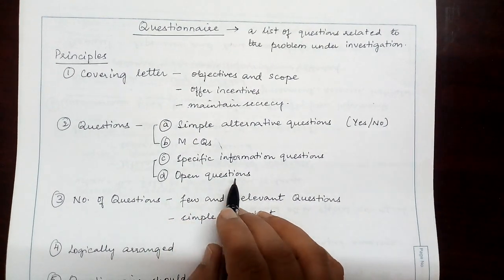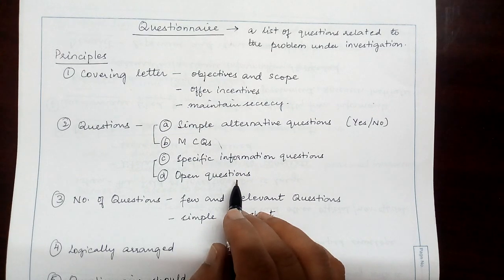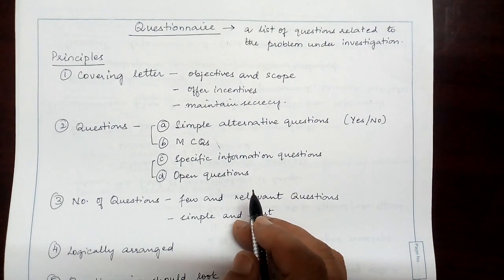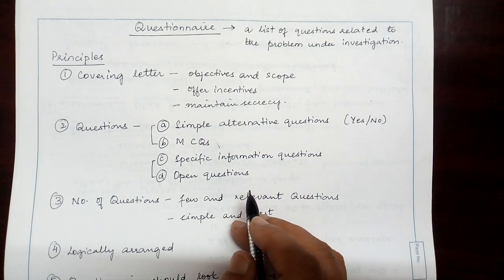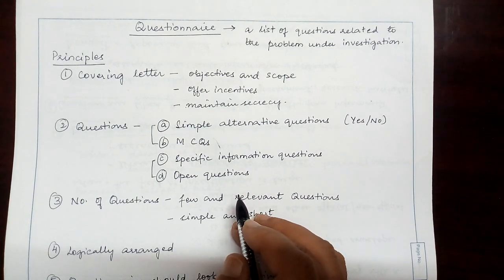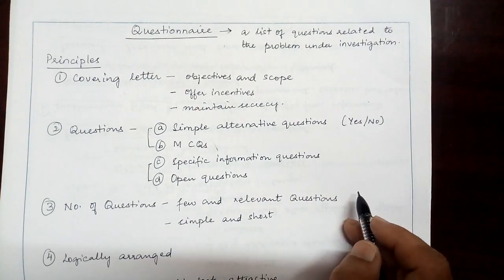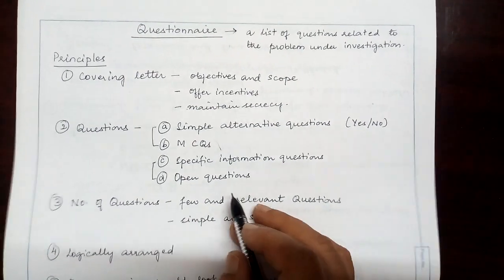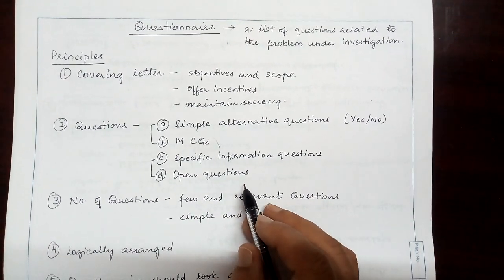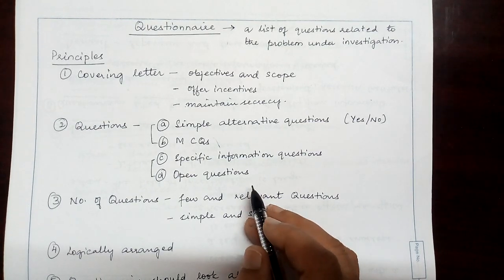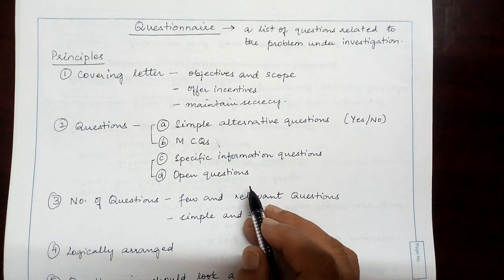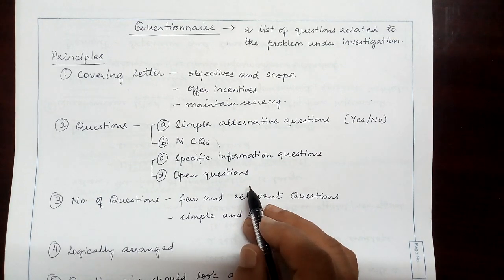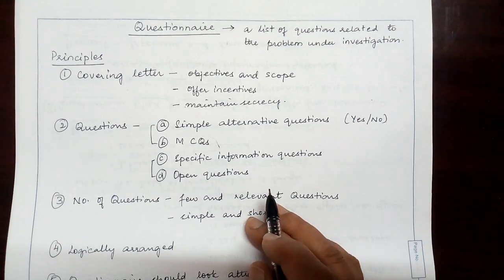Then there are open questions. The open questions are to be answered by the respondents in their own words. You must have come across some questions like, I love Maggie because dash. So those are the open questions where you have to write your view. Now the other questions could be how can the problem of unemployment be solved? How can the industrial growth rate be maintained? Certain questions.